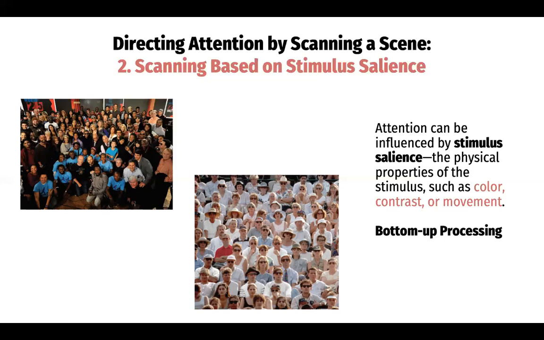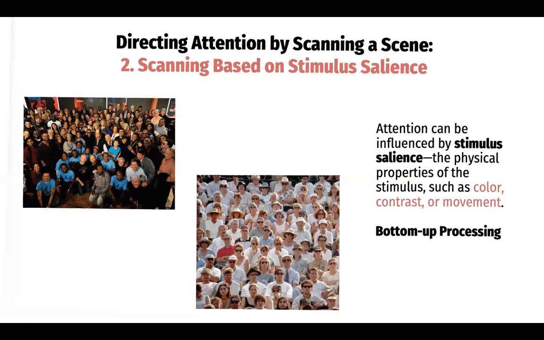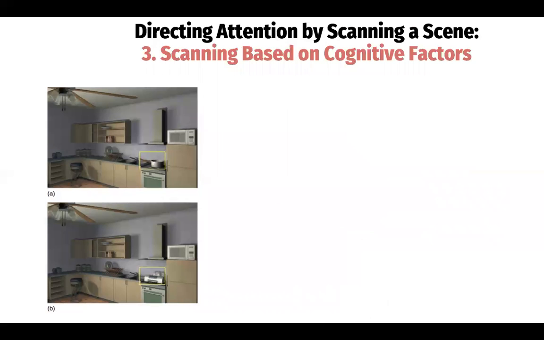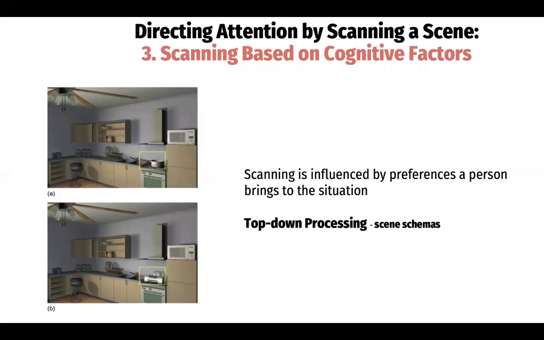That depends on things such as the observer's goals and expectations, and is determined by past experience in observing the environment, which we will take a closer look at in this example of an experiment. It illustrates top-down processing, because scanning is influenced by the preferences a person brings to the situation. Top-down processing also comes into play when scanning is influenced by the scene schema, which is the observer's knowledge about what is contained in typical scenes.